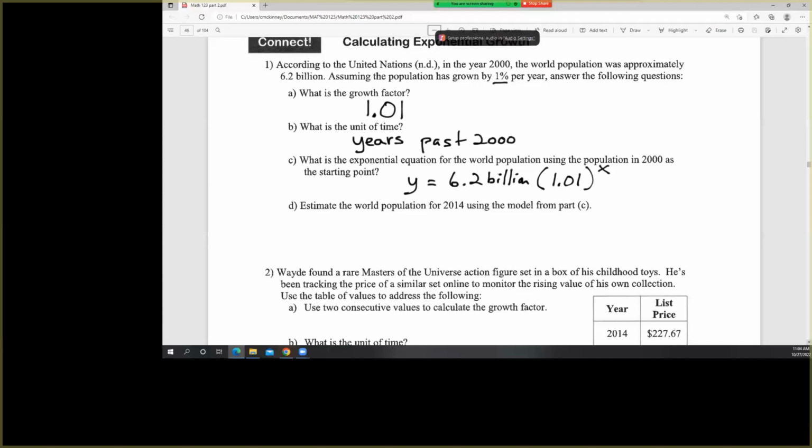So this is the general equation. And then if I want for 2014, then that's 14 years after 2000. So we would use this equation or this expression with a 14 here. Now you can simply put 6.2 times 1.01 to the 14th, and then put the word billion on at the end.